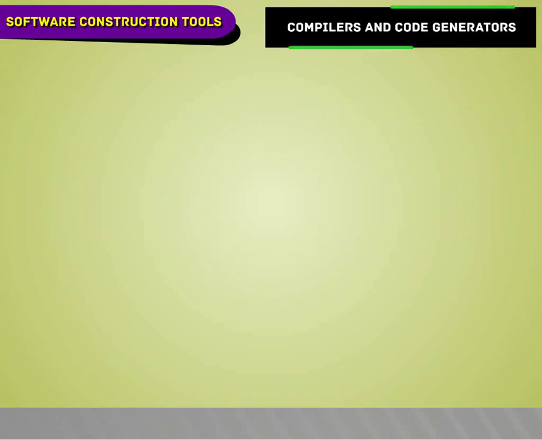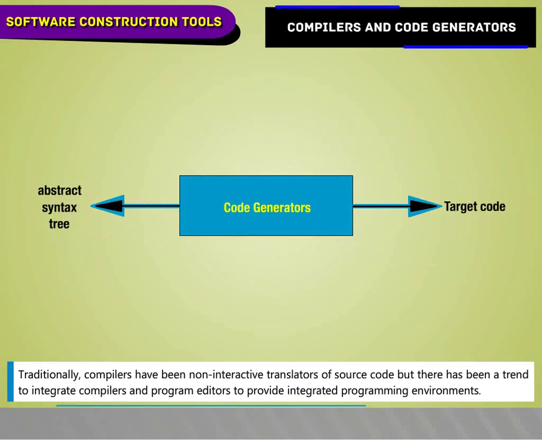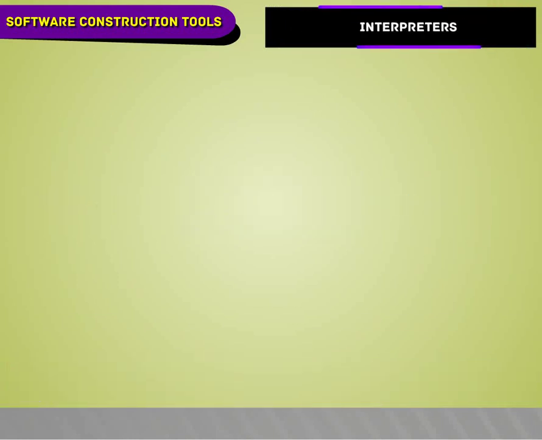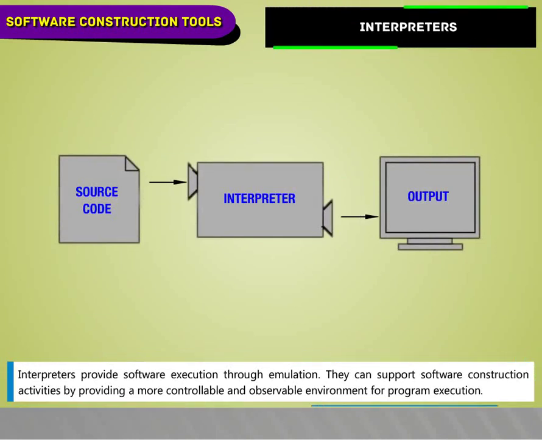Compilers and code generators. Traditionally, compilers have been non-interactive translators of source code, but there has been a trend to integrate compilers and program editors to provide integrated programming environments. Interpreters. Interpreters provide software execution through emulation. They can support software construction activities by providing a more controllable and observable environment for program execution.